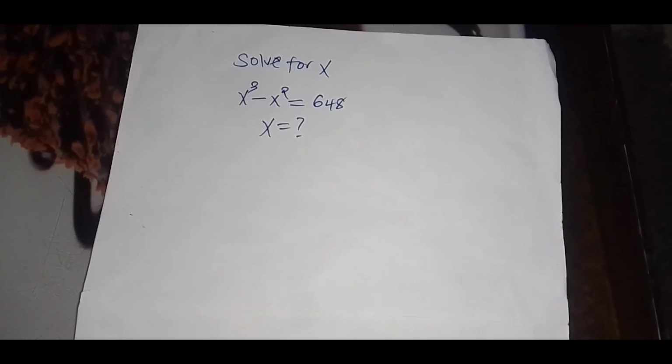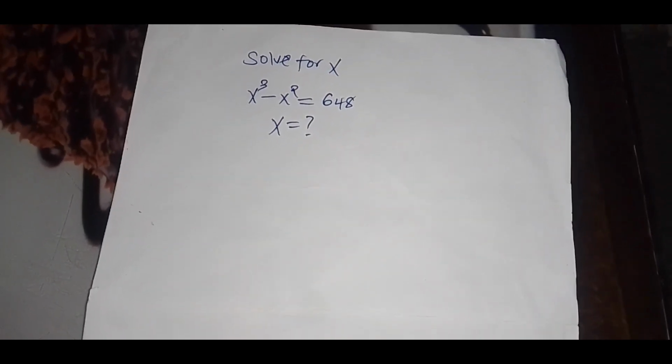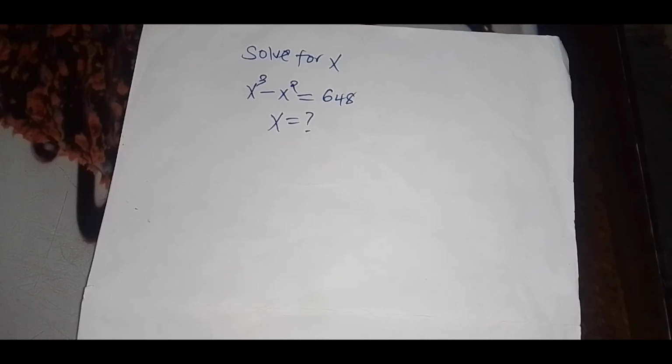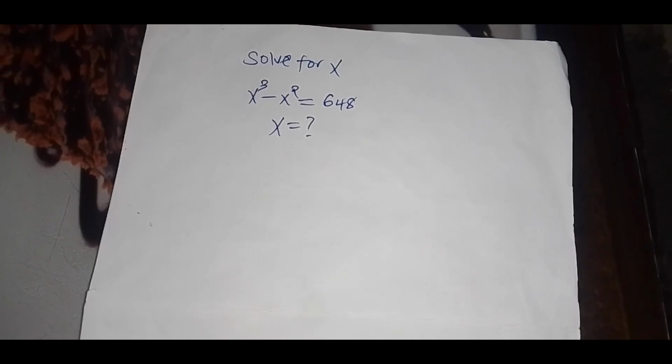Everyone, welcome back. We solve for the value of x given this math problem. We have x cubed minus x squared, and this is equal to 648. So what is the value of x? Solution.